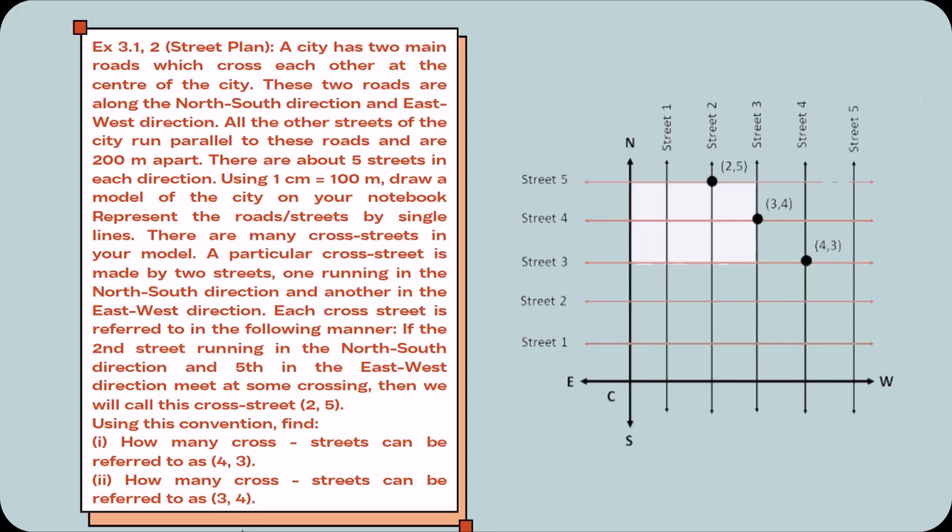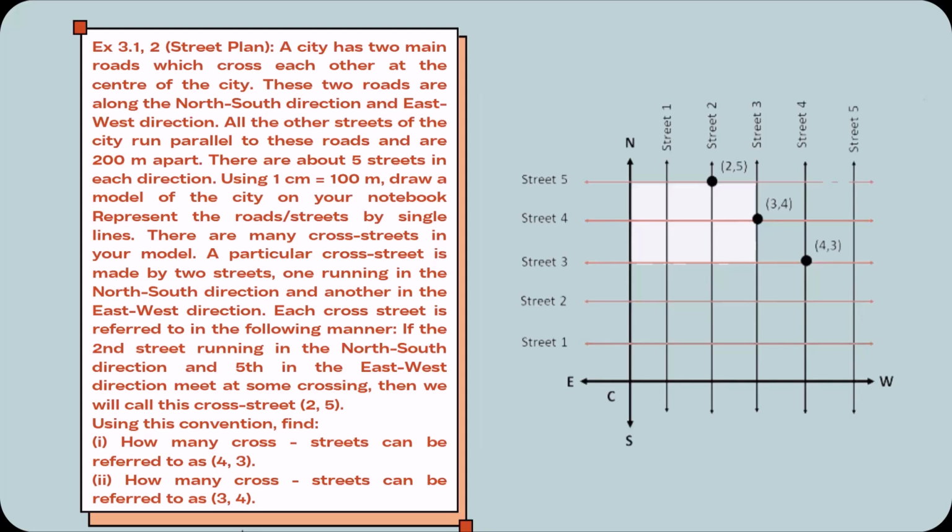Now what do we understand? There are about 5 streets in each direction using 1 centimeter is equal to 100 meter. Draw a model of the city in your notebook. Represent the roads or streets by single lines. There are many cross streets in your model. A particular cross street is made by 2 streets, one running in the north-south direction and another in the east-west direction. Each cross street is referred to in the following manner.